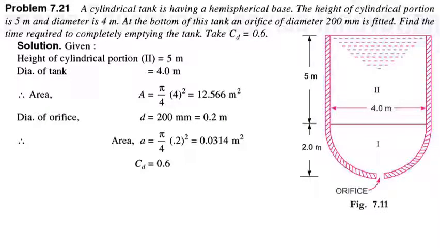So in the figure, we can see the cylindrical tank with the hemispherical base, and there is an orifice at the bottom. So this is the cylindrical part, this is the hemispherical part. Height of the cylindrical portion is given as 5 meters, diameter of the tank is given as 4 meters. So area of cross section of the tank can be calculated. Diameter of the orifice is given as 200 mm, which is 0.2 meters, and area of the orifice is calculated. CD, coefficient of discharge for the orifice, is also given in the question.